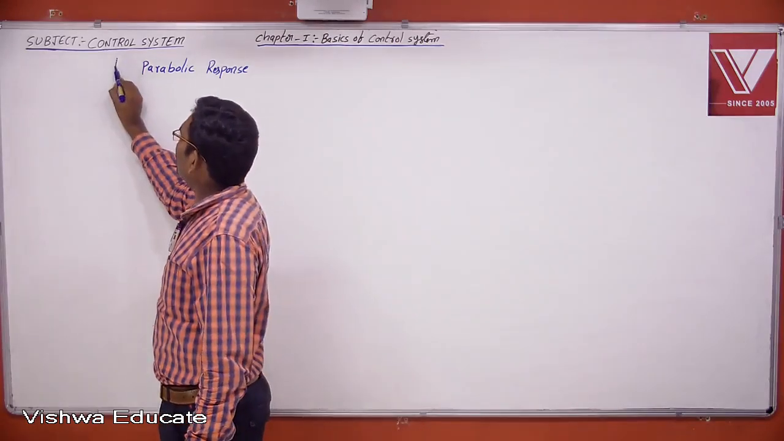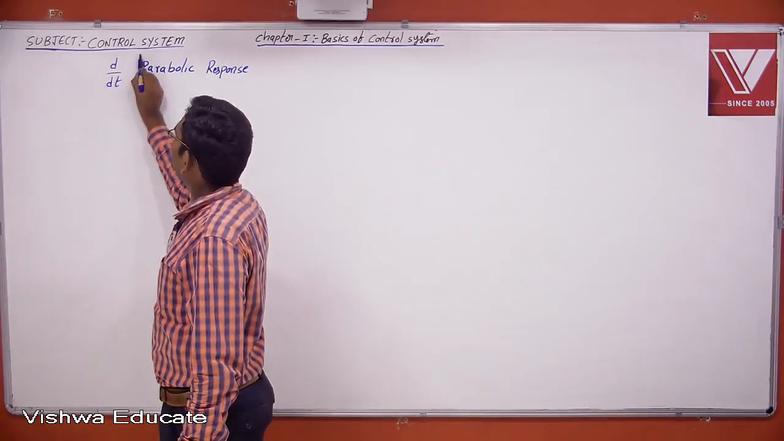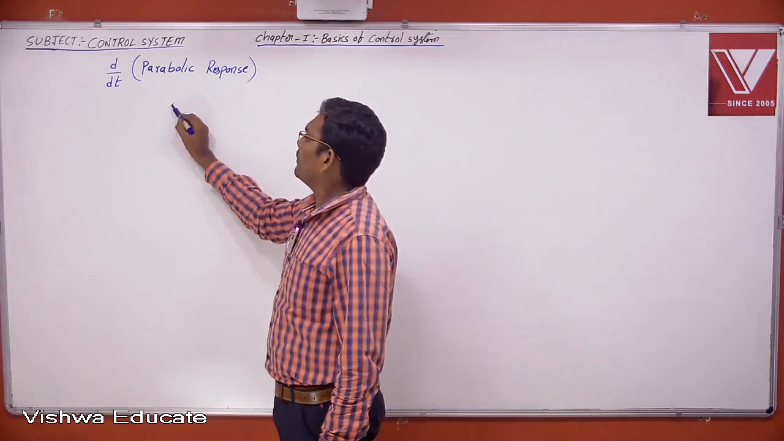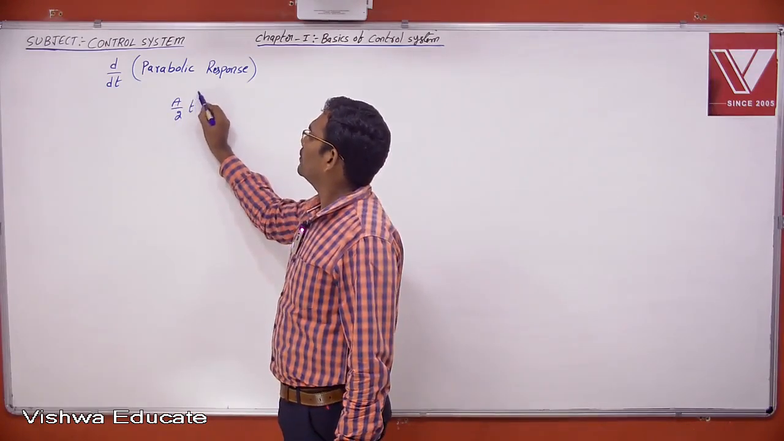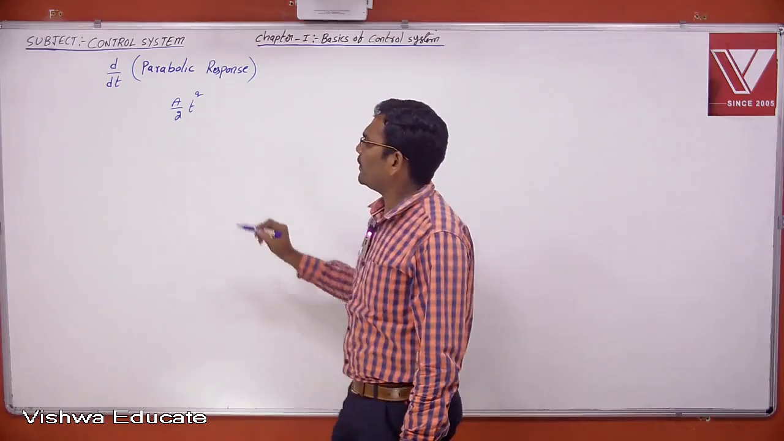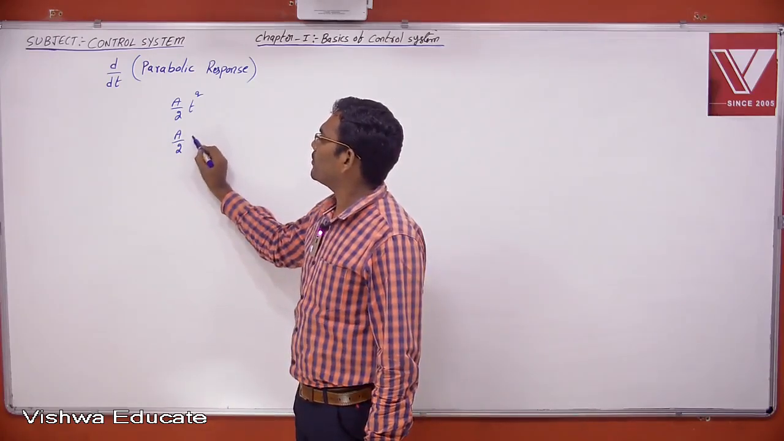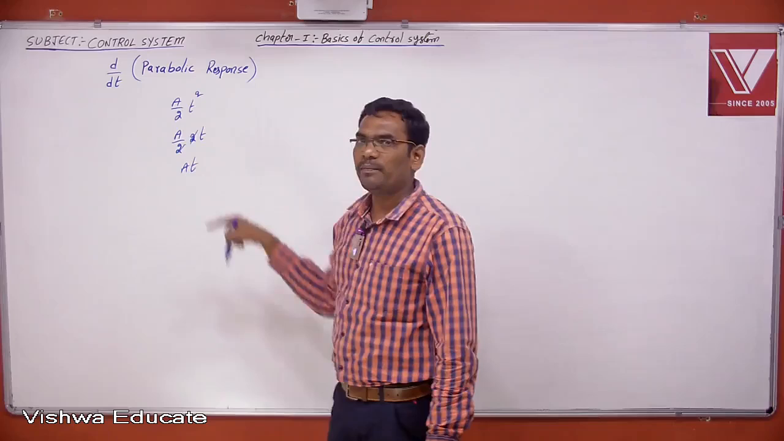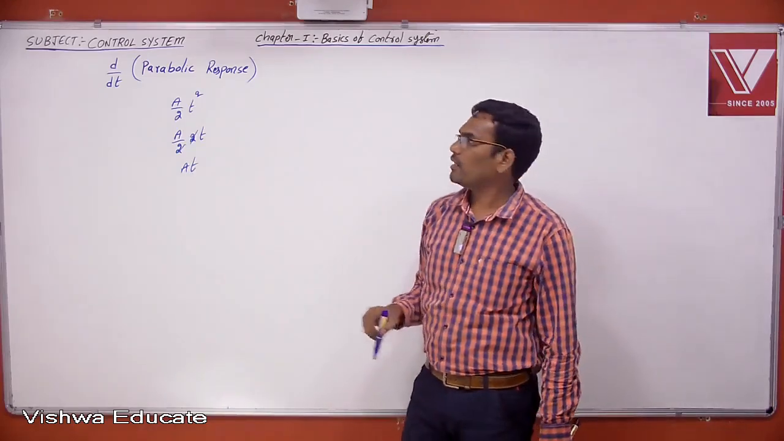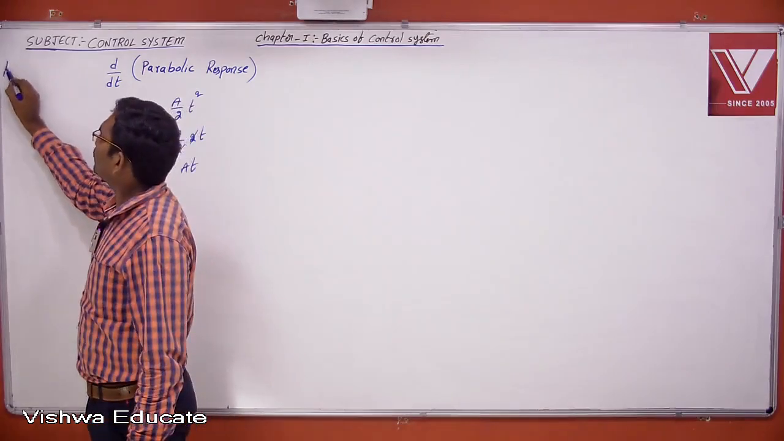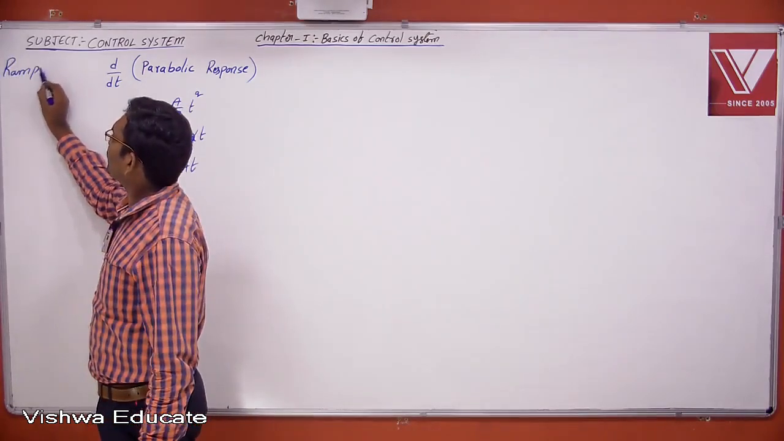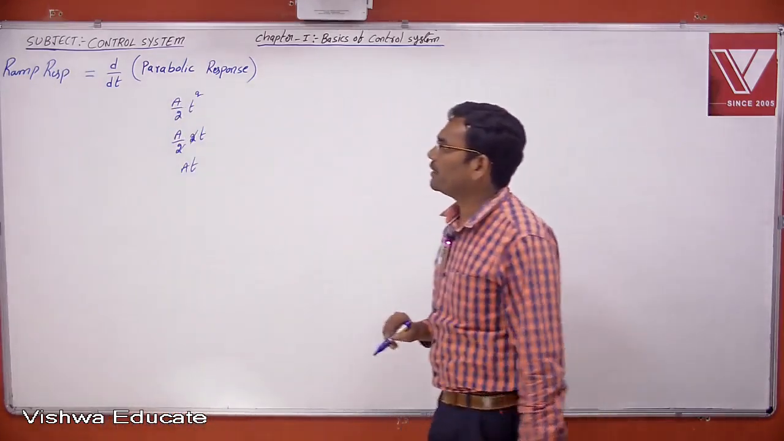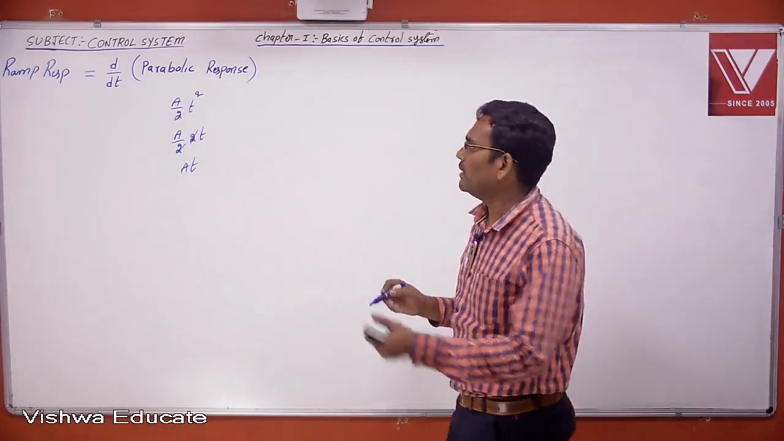Then if you differentiate this parabolic response, what is the differentiation of parabolic? The parabolic is nothing but a by 2 into t square. If you differentiate a by 2 into t square, it means 2t, the 2 cancels, which is equal to at. Which means if you differentiate parabolic, it is nothing but ramp. Therefore, if you differentiate the parabolic response, then the resultant response is nothing but the ramp response.